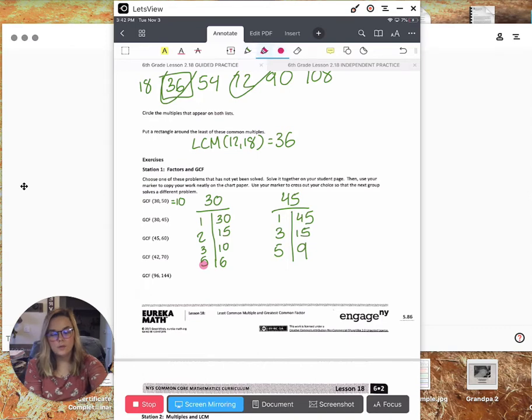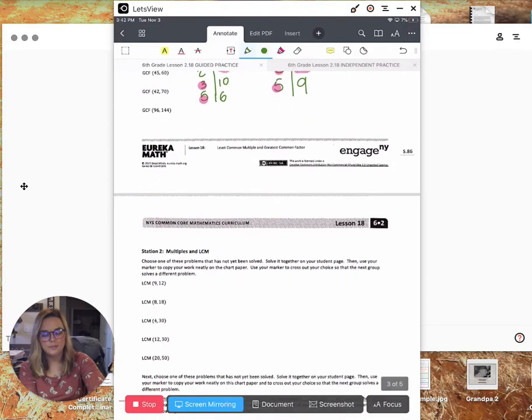So let's see what factors we have in common. 1, we have 3, we have 5 again, and we have 15. That tells us that our greatest common factor is 15. All right, so let's look at our least common multiples.